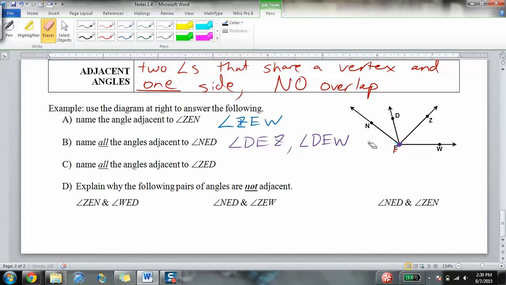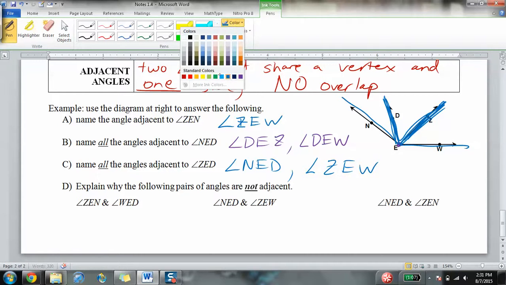So again, if I'm looking at that angle, ZED, I could be talking about an angle that's sharing this side right here. That would be angle NED. Or I could be talking about the other side, sharing this side right here. That would be angle ZEW.